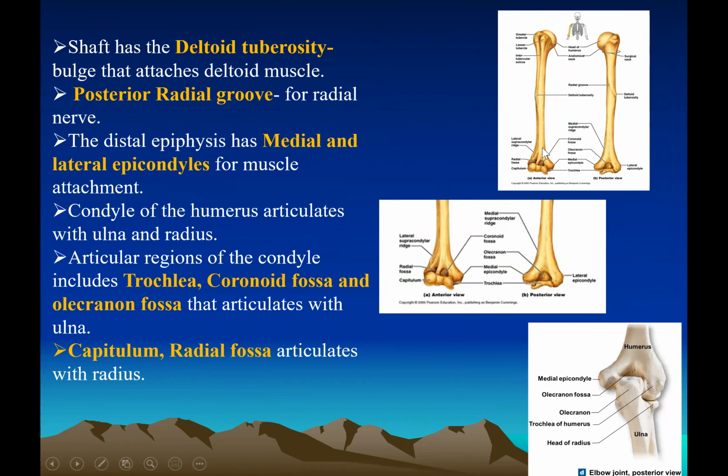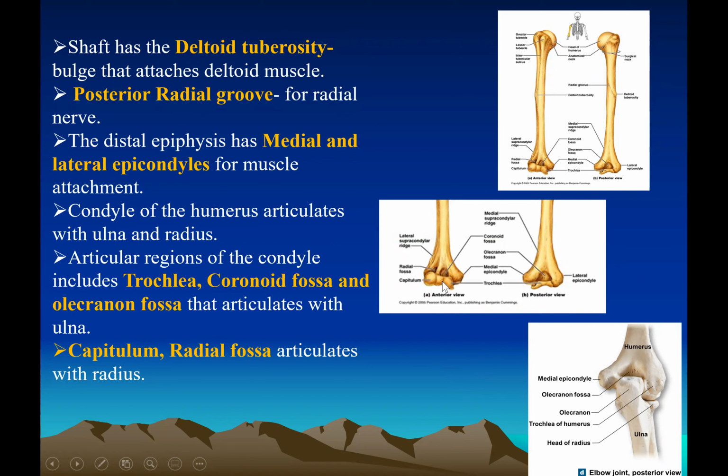In the shaft region, there is a rough patch called the deltoid tuberosity. This is the attachment point for your deltoid muscle. Posteriorly, you'll see a radial groove for the radial nerve. Some of the main important bone markings distally, in the distal epiphysis, are the medial and lateral epicondyles that play a role in muscle attachment. The condyles of the humerus will articulate with the ulna and the radius of your forearm. So the articulations are going to happen here.